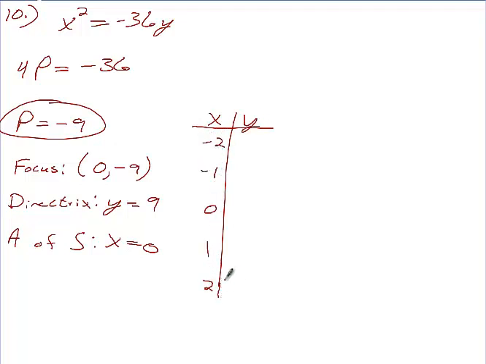Alright. Plug this in, right? This is my x. So, real quick, how would I get y by itself up here? Okay, so y equals x squared over negative 36, right?